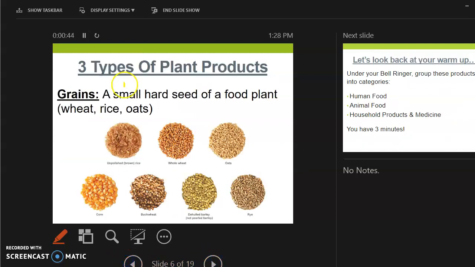So then you have grains. Grains are a small hard seed of a food plant, like wheat, rice, and oats. So it's the hard seed of the food plant.